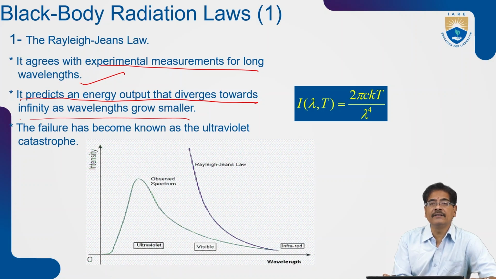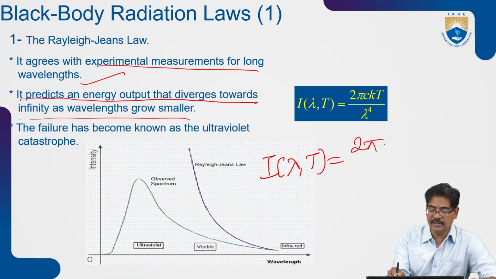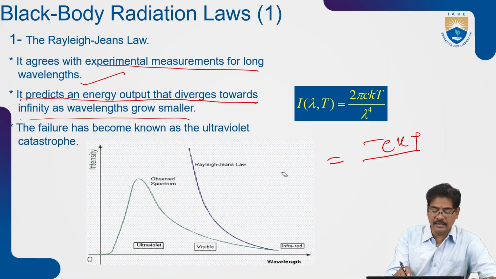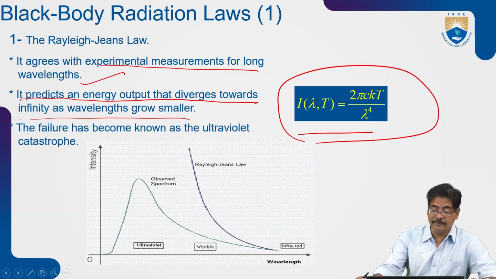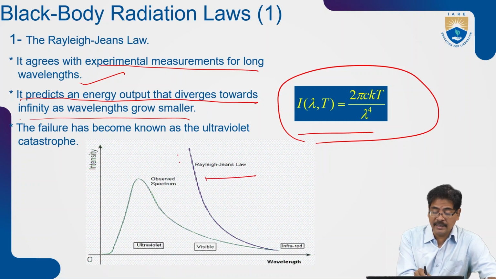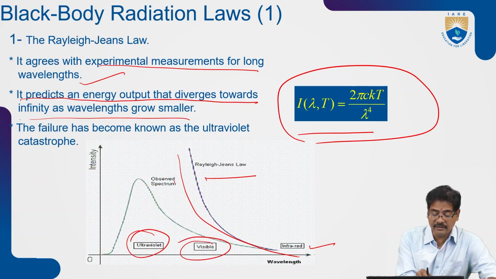So the intensity of the light is given by I of lambda comma T equals 2 pi c k T by lambda to the power 4. This is the intensity pattern of the light for different electromagnetic radiation spectrum. This is for Rayleigh-Jeans law. The Rayleigh-Jeans curve shows this for the infrared wavelength, this is the ultraviolet range, and this is the visible range, and this is the observed spectrum.